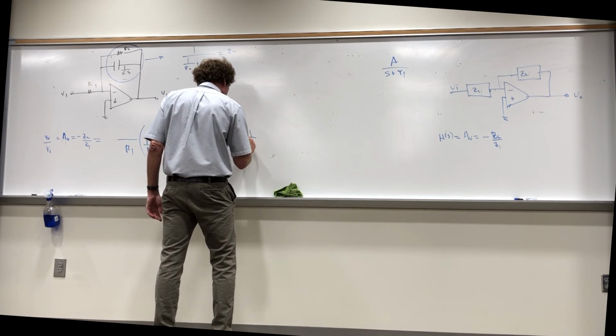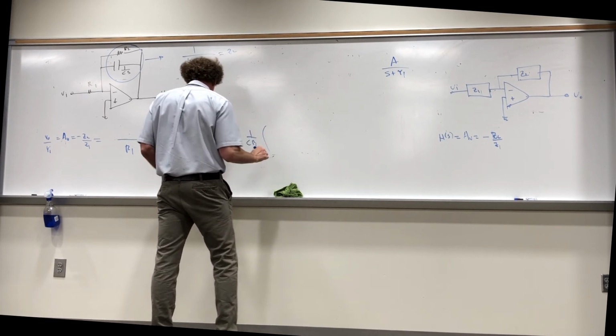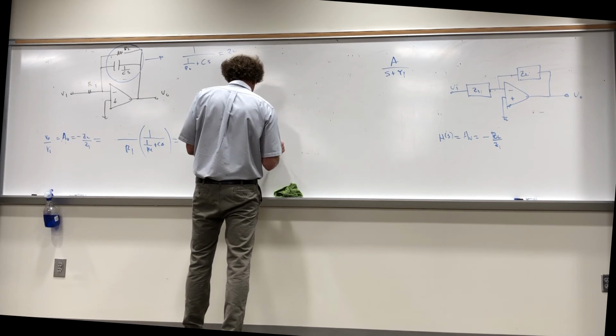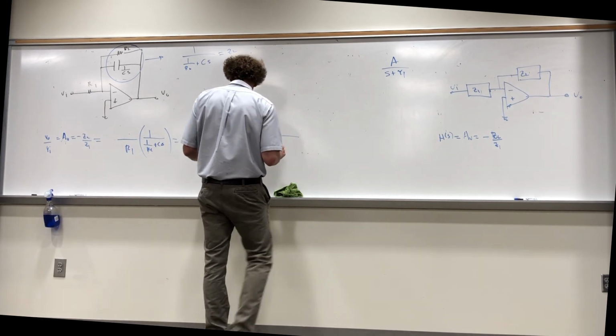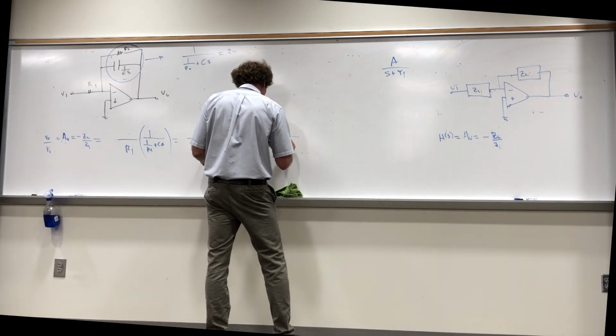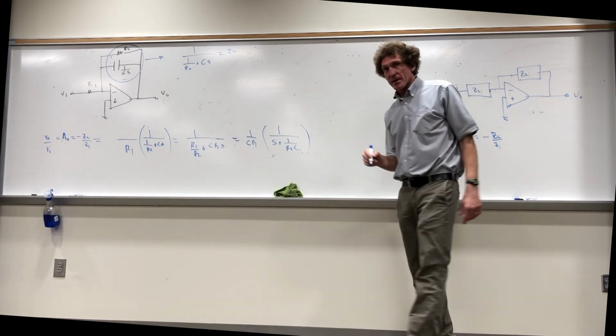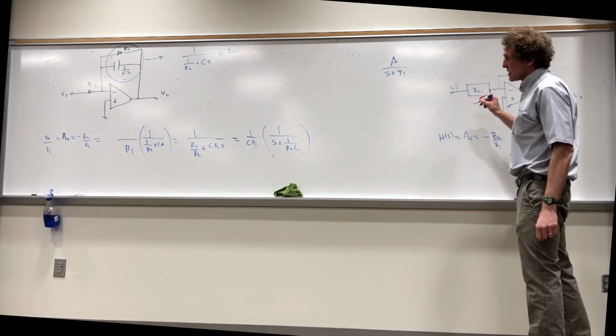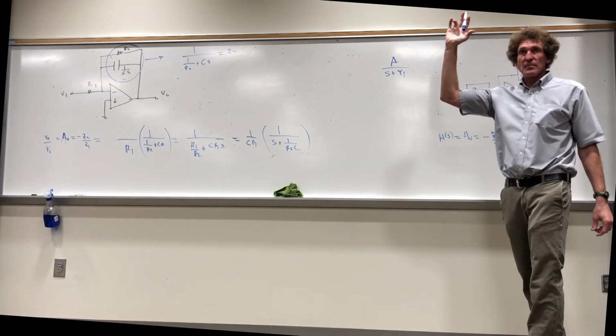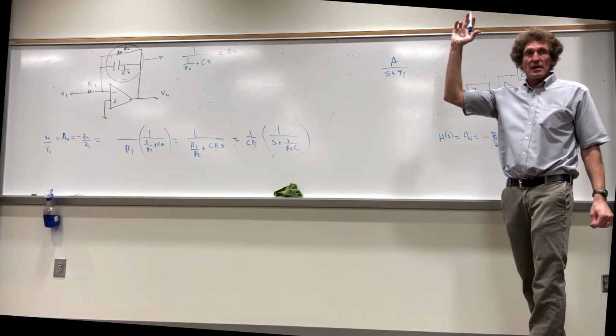I get 1 over CR1, and then I get 1 over S, and I get plus 1 over R2C. Y'all agree? Now take a look at this. How many see this right here? I'm not trying to move fast. Do y'all see what I've done there?